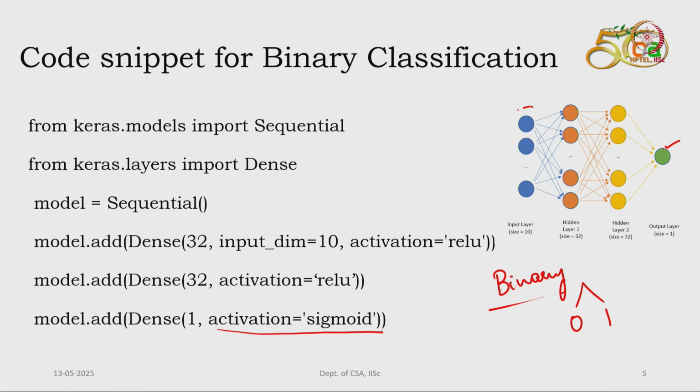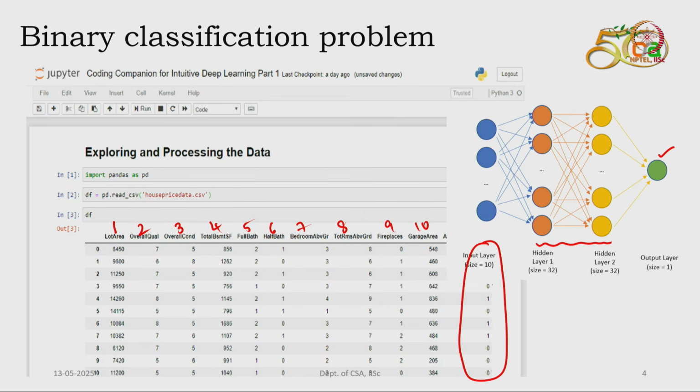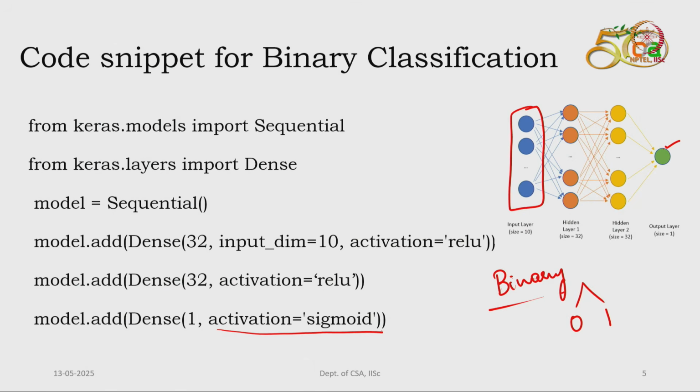Next, what value do you pass at the input? That depends on how many features are there in the given data set. In this particular data set, which is a house price prediction, based on whether a person is buying a house or not, there are 10 features. Therefore, at the input we are passing 10. Although there are not 10 neurons, diagrammatically when you represent it you will place 10 neurons. I hope this is clear to all of us.